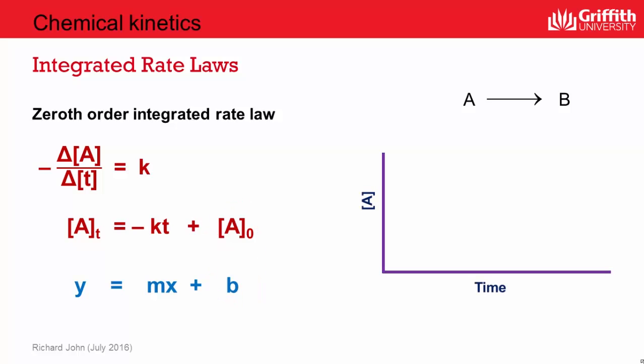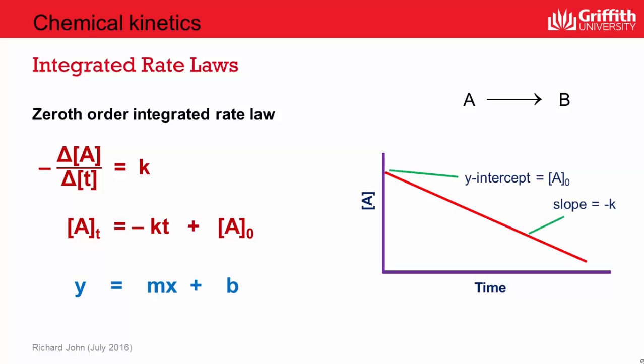In a zero-order reaction, the concentration of a reactant will decrease linearly with time, which is quite different to the other cases, and this linear decrease is consistent with a rate of reaction that is constant. So in this case, a plot of reactant concentration versus time is the defining plot to look at, and we see that the slope of this line is equal to minus k, and that the y-intercept is equal to A0.